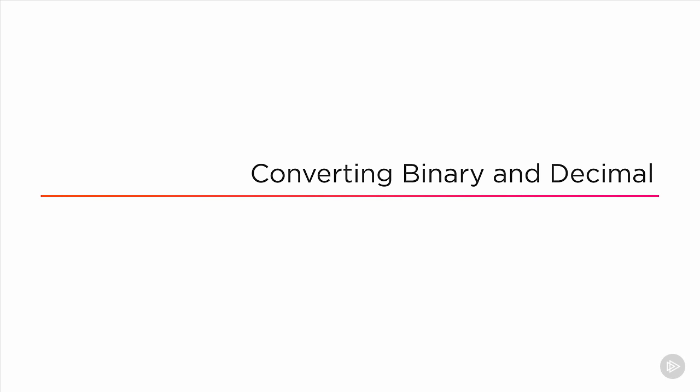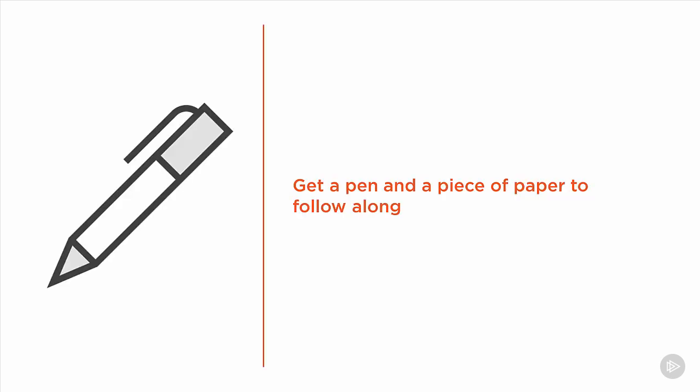Everything you do in terms of subnetting, subnet masking, and IP addressing revolves around binary and decimal conversion. You must, and I'm going to repeat this throughout the module, you must know this like the back of your hand. The good news is that it's actually a lot easier than you might think. Before we get started, get out a pen and a piece of paper if you want to follow along.